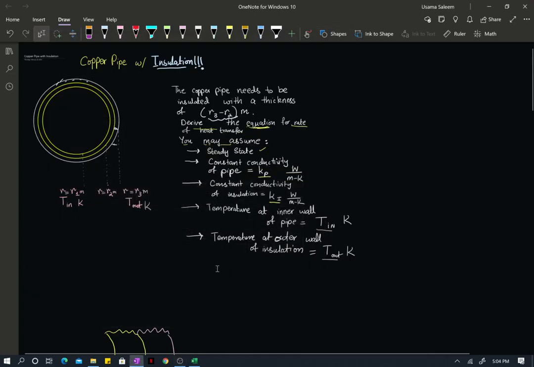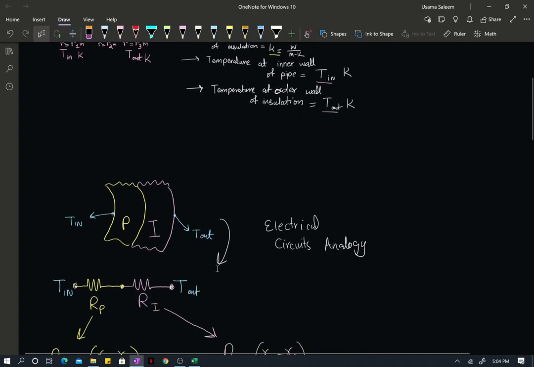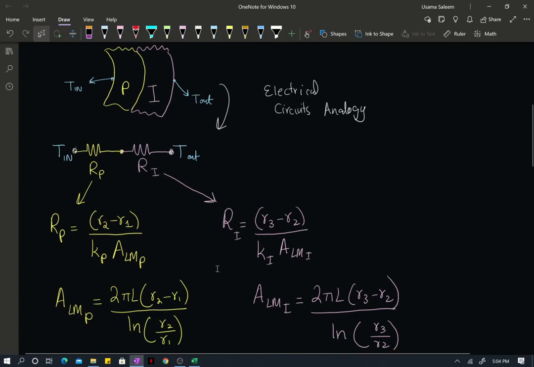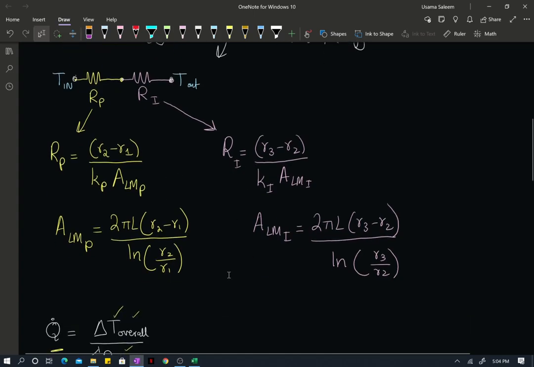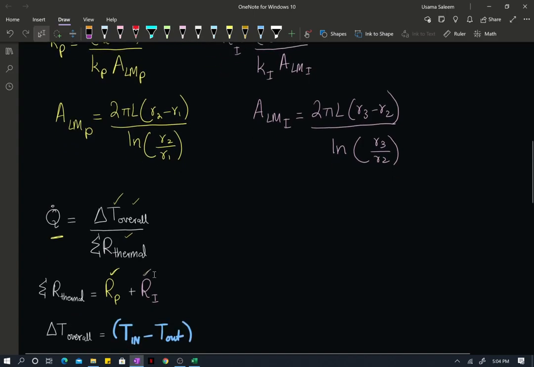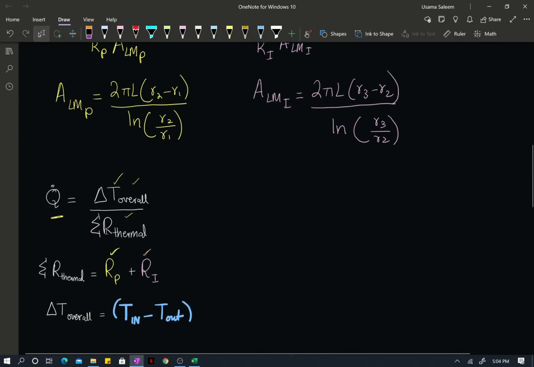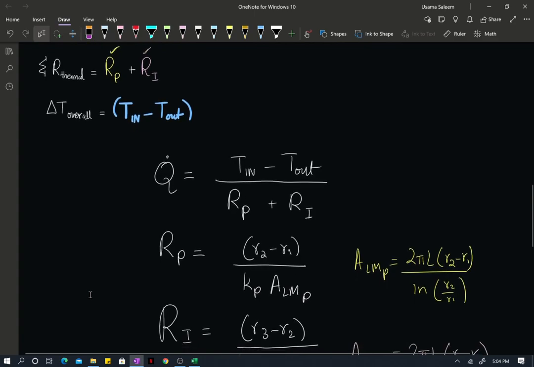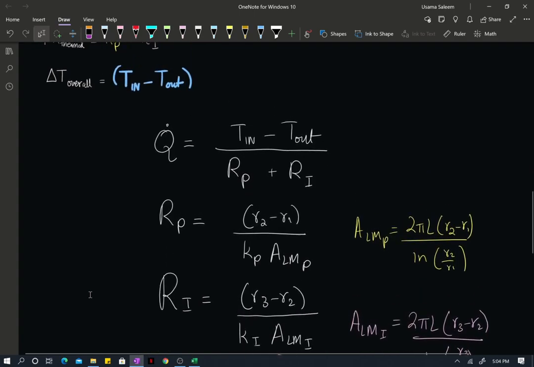So in the previous part of this video, we went through the analysis of the heat transfer through the copper pipe, but this time with an insulation. Using the electrical circuits analogy, we went through the thermal resistances, we talked about the log mean area, okay? We discussed the overall rate of heat transfer in terms of overall temperature difference divided by the net thermal resistance. So we developed our model. Our model was not really a problem.